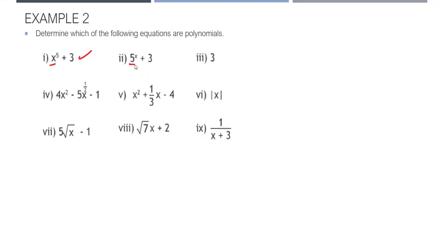Here though, our base is actually 5 and the exponent is the variable. We can't have that. We cannot have our exponent as the variable, so nope. Technically, yes, this is just a constant, but it is a polynomial, so yes.